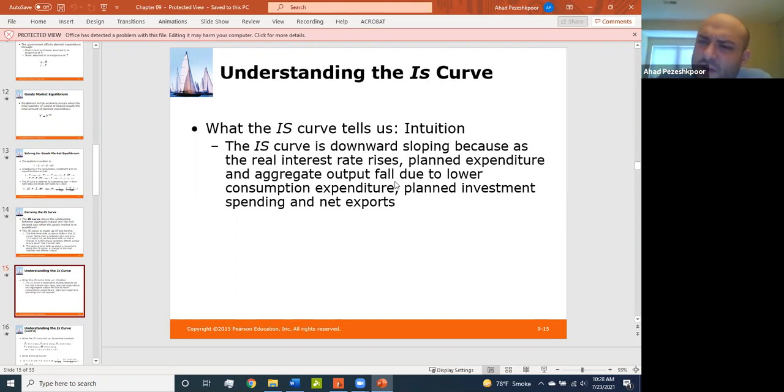Now, quickly, this is the question. What's the benefit of the real interest rate then? I mean, this thing is pretty awful. It has no benefit. See, when the real interest rate rises, planned expenditure and aggregate output fall, with lower consumption, planned investment spending, and net exports. Everything will be affected negatively. So why do we have interest rates? Why shouldn't the government just bring it down to zero? Anyone?